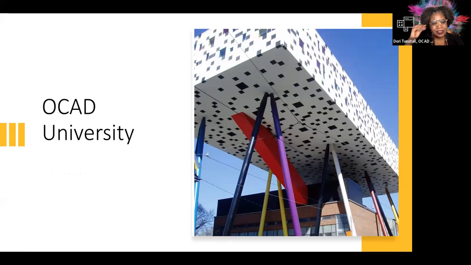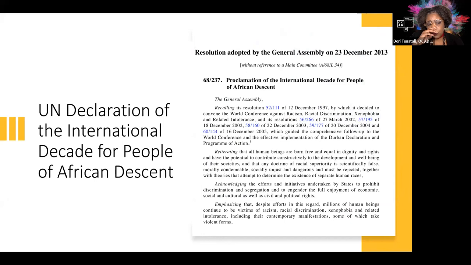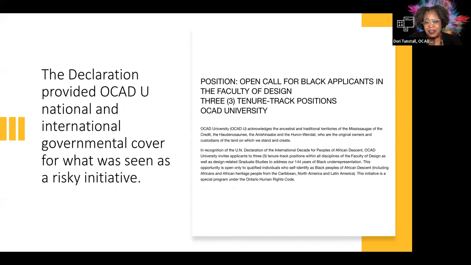And then again, speaking close to home at OCAD University, we've been effective in using the UN Declaration for the International Decade for People of African Descent, which was established in 2013 and declared that from 2015 to 2025, states need to acknowledge all the ways in which they must focus on addressing the inequities and the ongoing prejudice and discrimination faced by people of African descent. And so one of the things OCAD University did was have our first Black cluster hire. What was really important, and this is the language directly from the call, was being able to connect this initiative, which for the institution was seen as very risky, to this UN declaration, right?